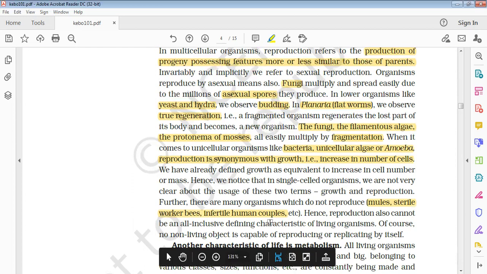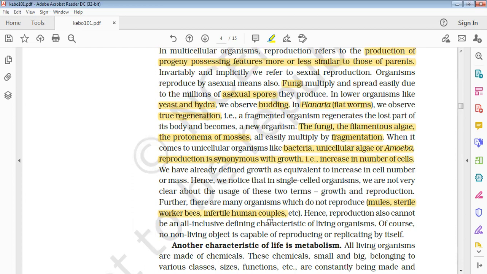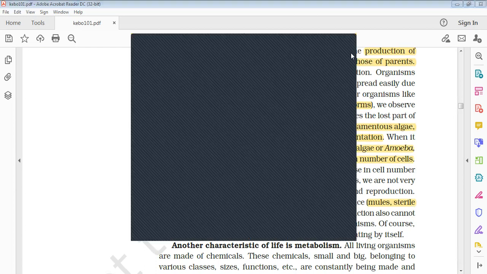Here we can say that non-living object is not capable of reproducing or replicating by itself. So there is no doubt that non-living organism can be included in the characteristic feature of reproduction. Can non-living objects reproduce? No, definitely not. They cannot reproduce. How can they reproduce? But in the living organisms itself, there are certain set of organisms that are not capable of reproducing. So we cannot consider reproduction as an all-inclusive part.